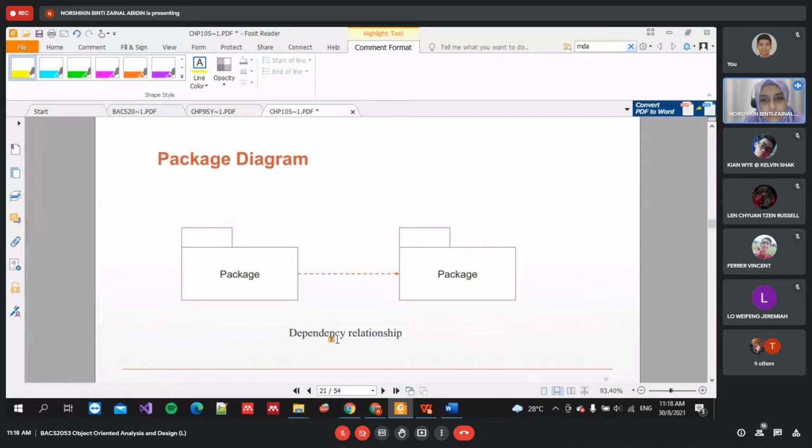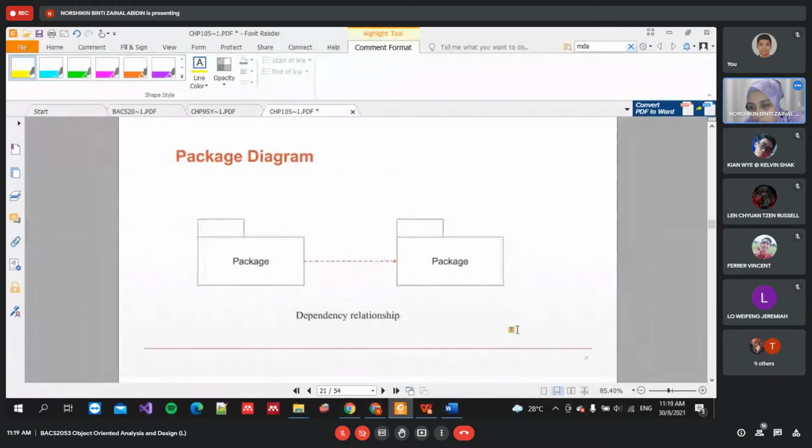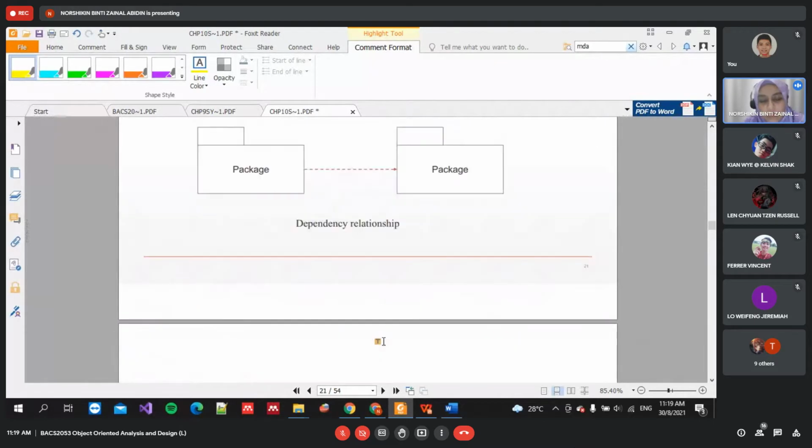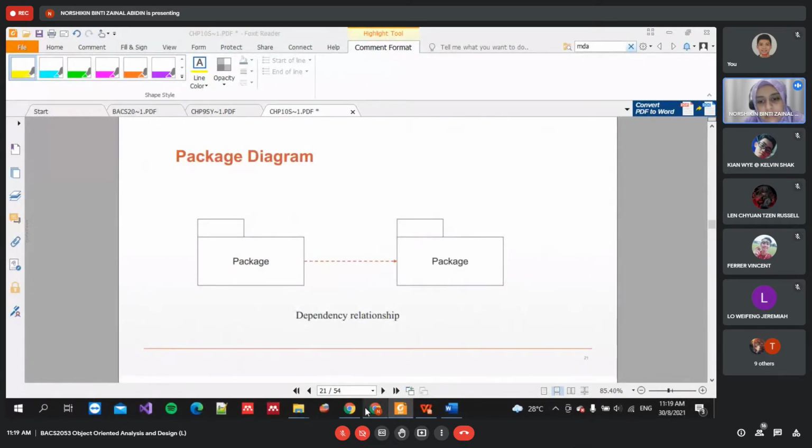So here is the example of package diagram. Dependency relationship: package A and package B. What is the relationship between these packages? Of course, in a package we have our element objects already packaged together. So this is one package and this is one package. We see what is the dependency between these packages. So this is an example of dependency relationship.